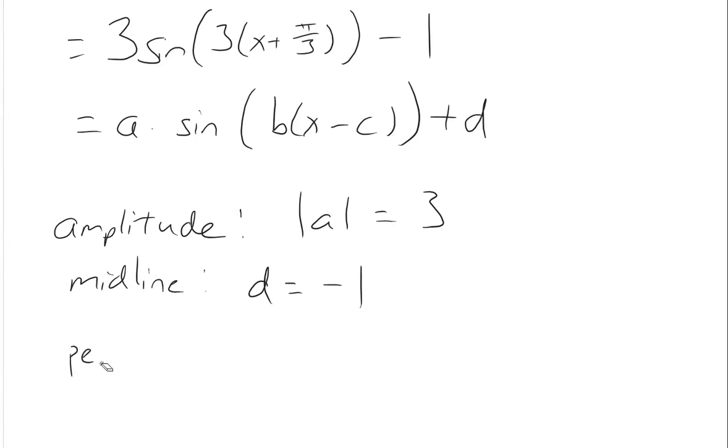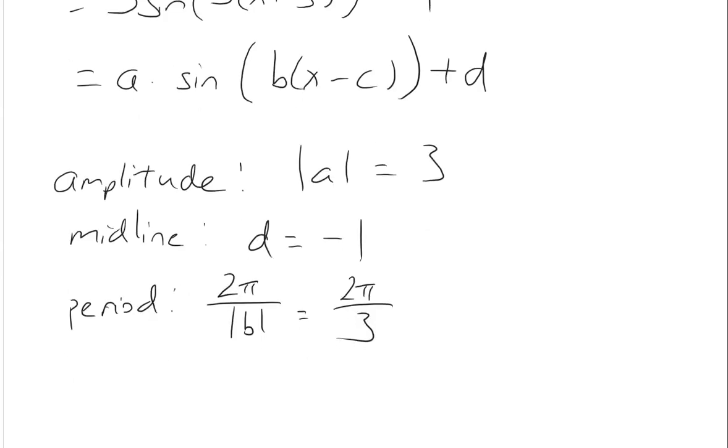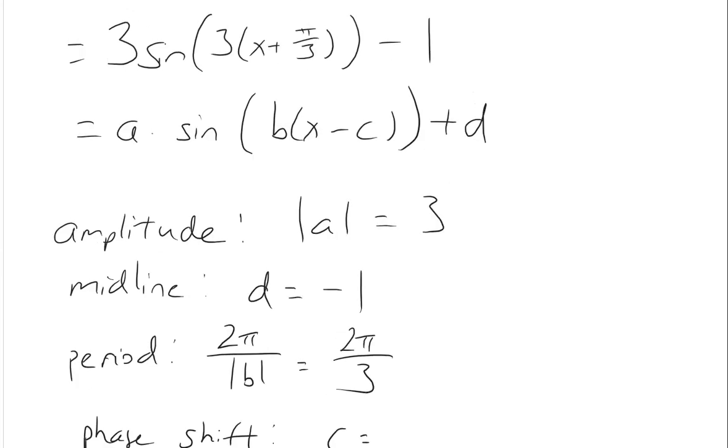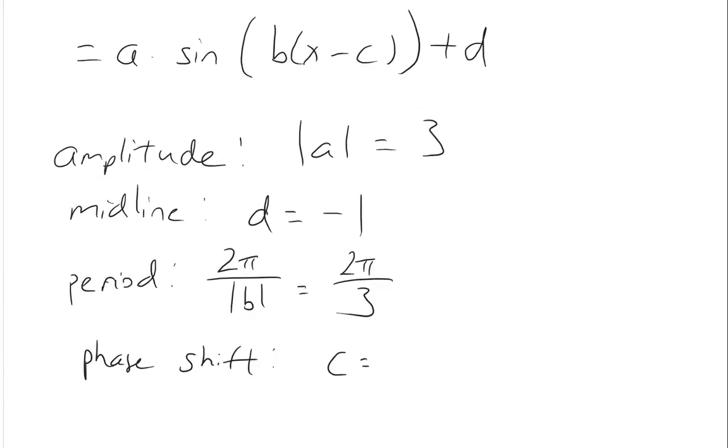Period is 2 pi over absolute value b. So that is 2 pi over what is b? 3. All right, now what's the phase shift? It's just c, which is negative pi over 3. Be careful with the sign. Negative pi over 3. So these are the parameters we need.